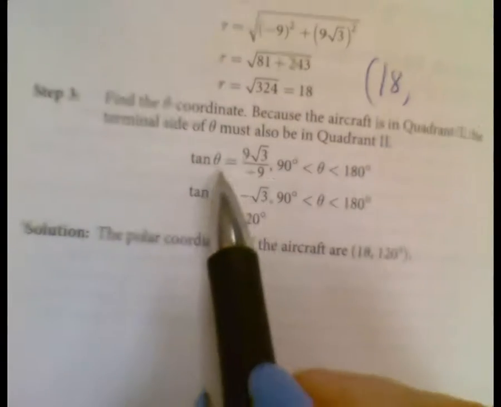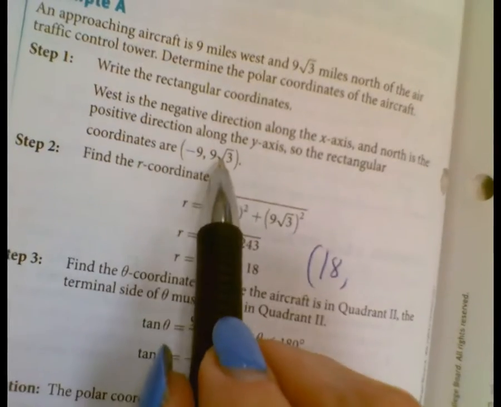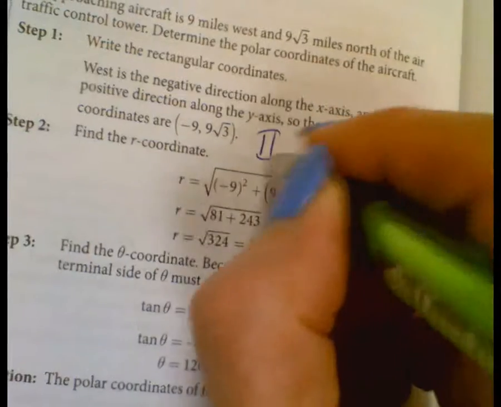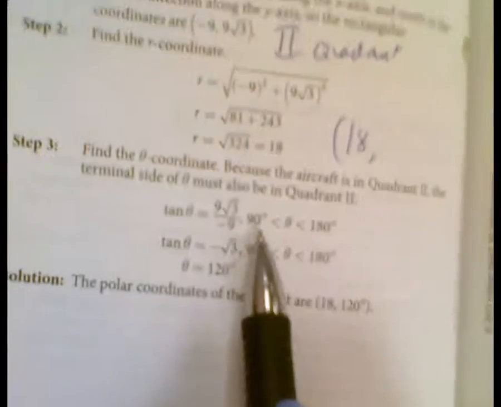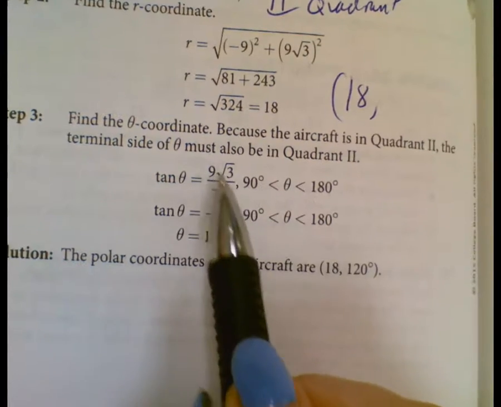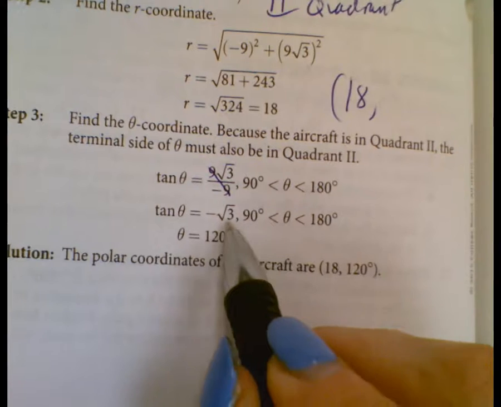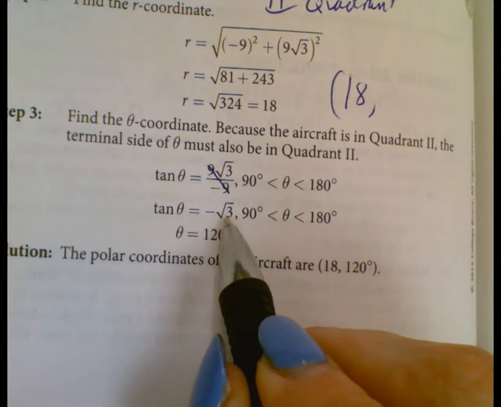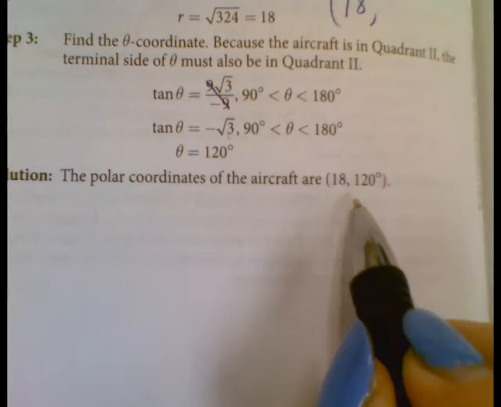Then to figure out the angle, they do arctan of the y over the x. Now you got to keep in mind that if it's negative positive, you're in the second quadrant. That's very important to your angle. So your angle has to be between 90 and 180. So when you divide these 9s out, you end up with negative radical 3. And you should know that that's 60 degrees, but in the second quadrant, that's 120 degrees. So I wrote the answer as 18 and 120. And that's what we're doing here.